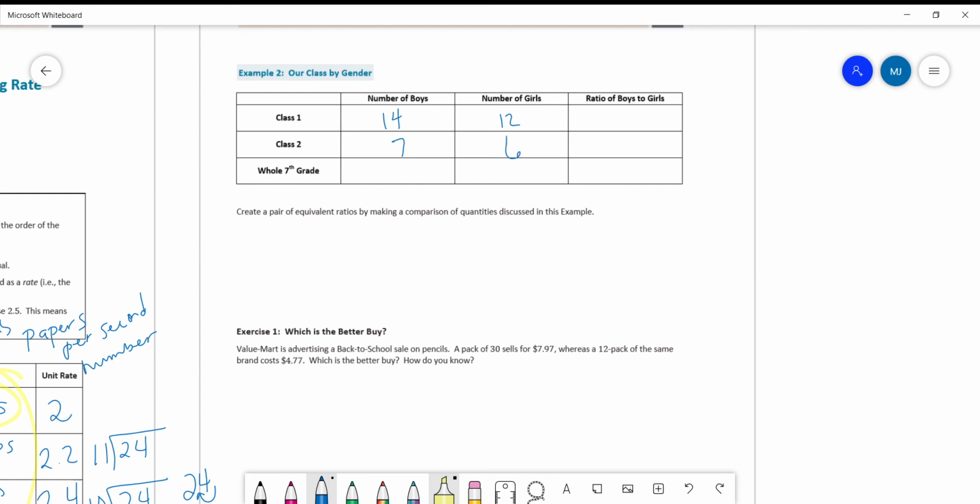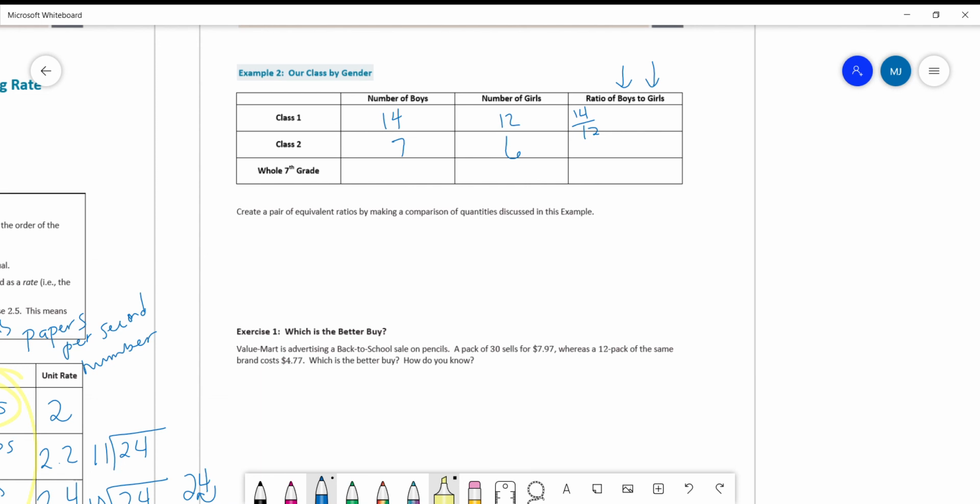Now what we want to do is figure out the ratio of boys to girls. So the boys number needs to come first. And so we're going to do 14 to 12. The most common way to write a ratio is like a fraction, so using that fraction bar there.